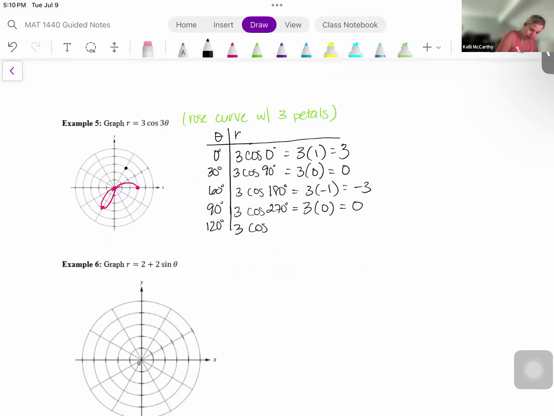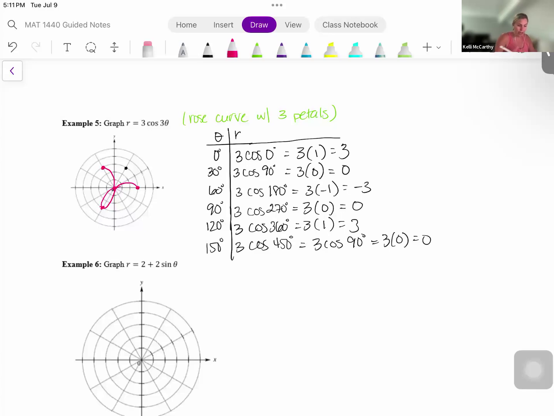At 120 degrees, we have 3 times cosine of 120 times 3, which is 360 degrees, which is 3 times 1, or 3. So at 120 degrees, our radius is 3, which is right there. Connecting from that last point, which is at the origin, to this new point. At 150 degrees, this is going to be 3 times cosine of 3 times 150, which is 450 degrees. And it's going to be easier for me to think about this as a coterminal angle. So I'm going to subtract 360 from 450. So this is 3 times cosine of 90 degrees. Cosine of 90 degrees is 0. So now at that angle of 150 degrees, we're back at 0. So now we're going to go there.